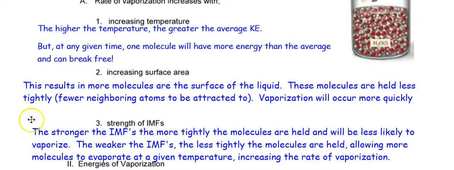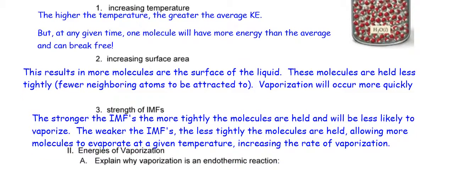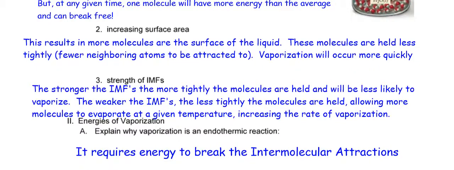And so it says, why is vaporization an endothermic reaction? Well, I've already kind of alluded to that at the beginning, where I asked, when you're jumping out of the shower, why do you feel cold? Because your body gives the gas molecules energy. Well, what is that energy actually used for? Well, it's used to break the intermolecular attractions. Hopefully that makes sense to you.